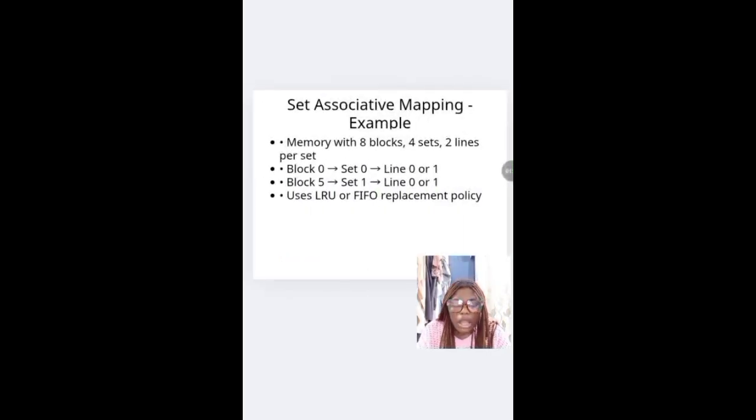Then I'll be giving an example. So let's say we have eight memory blocks, four sets, and two lines per set. Block zero maps to set zero, then it can also map to line zero or one, and block five maps to set one, and it can also go to line zero or one. If set zero is full, a replacement policy like least recently used decides which to replace.